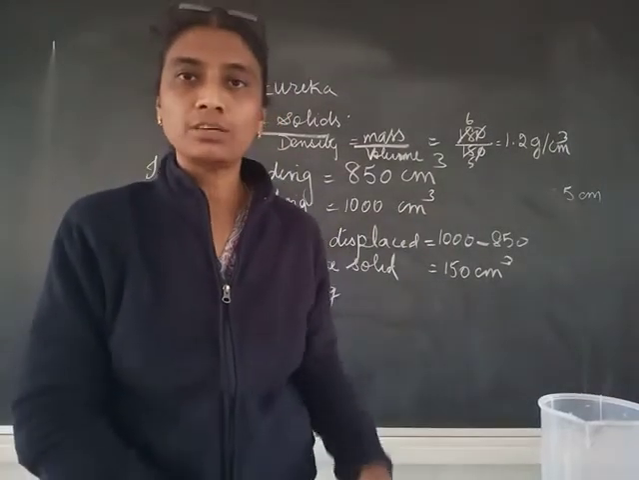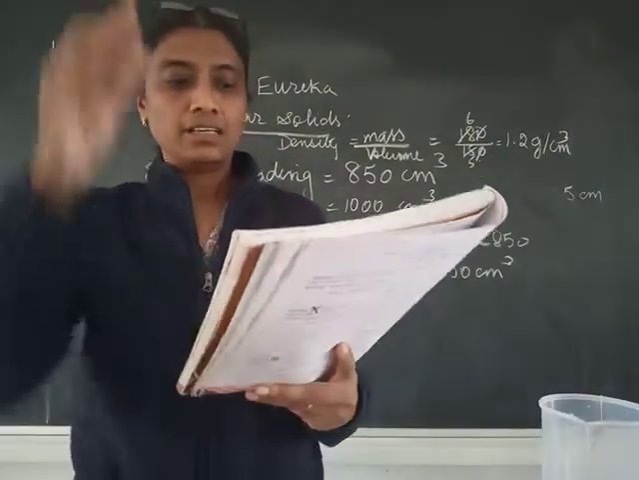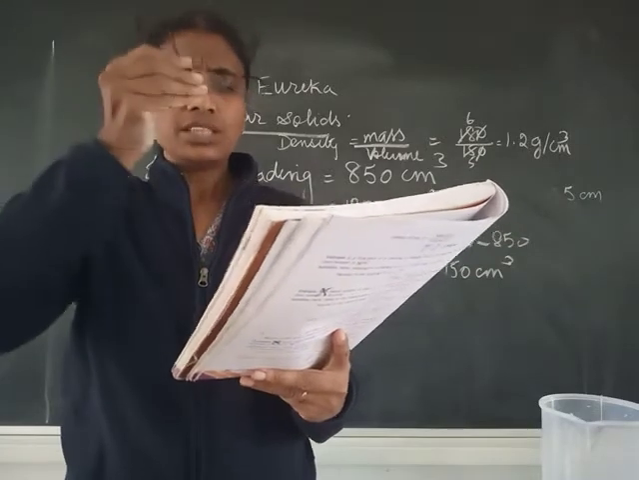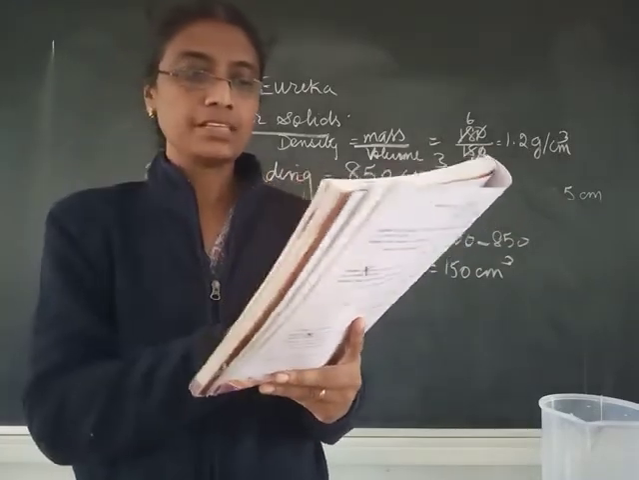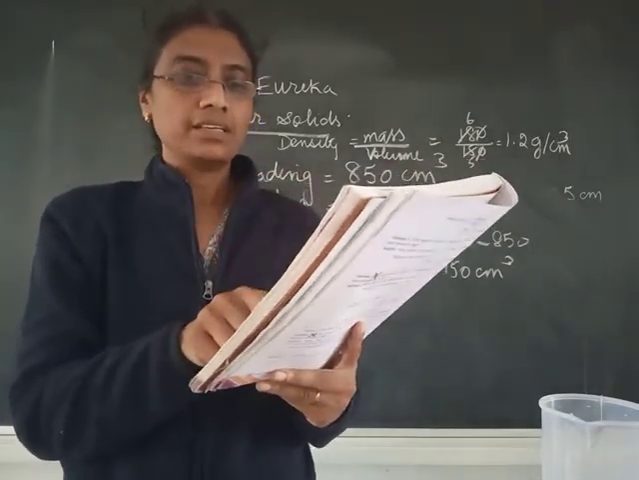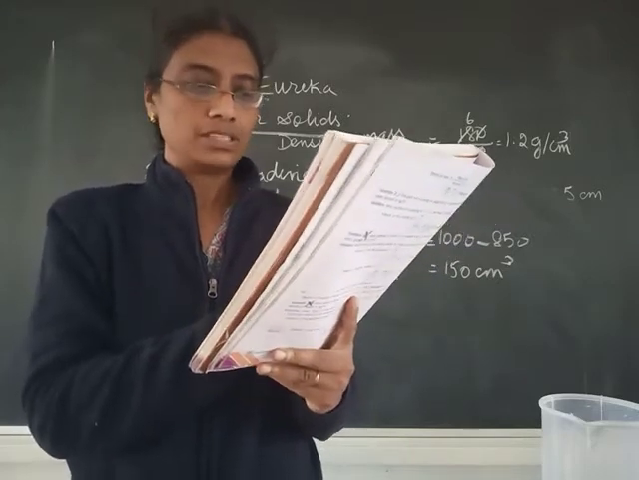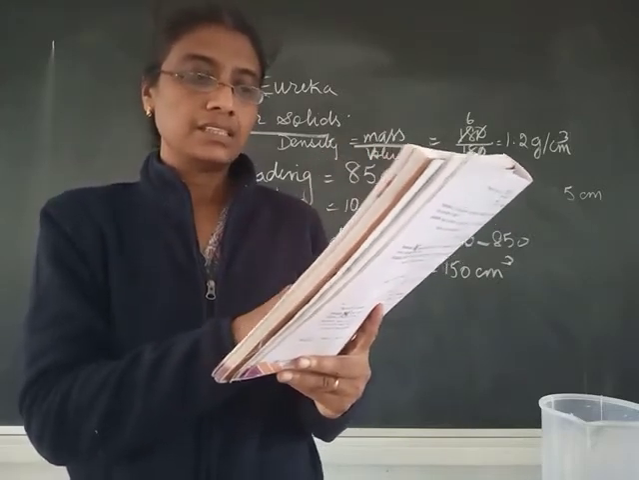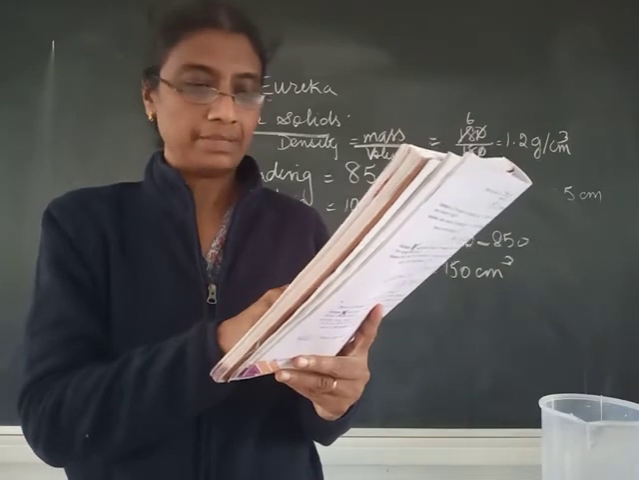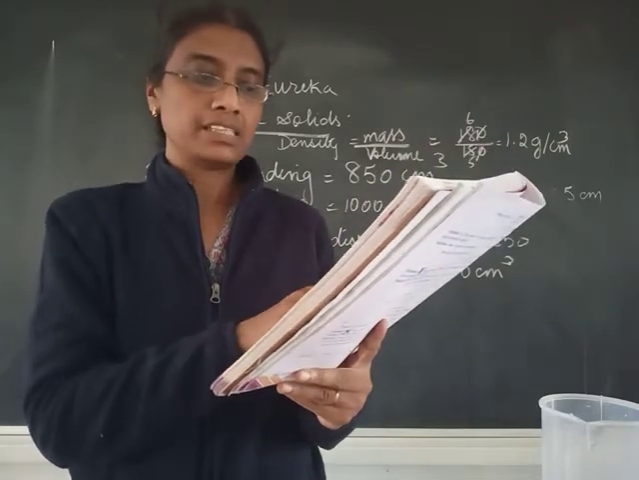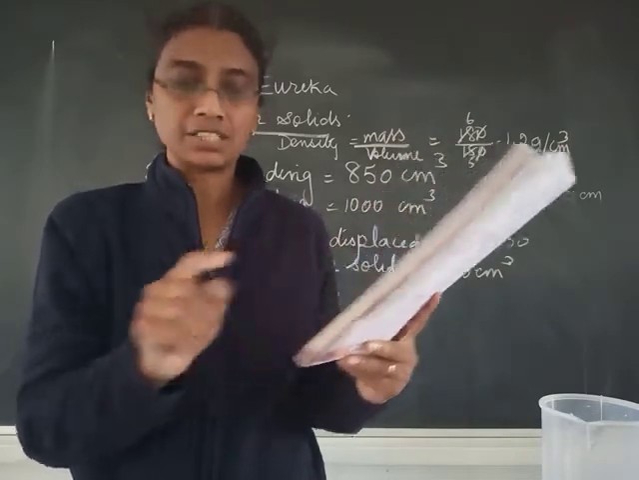Okay, it's given in your book, so that's why I explained. Okay, look at your book now. Let there be a solid of irregular shape which is insoluble in water and denser than water. Determine its mass by using a beam balance. Determine the volume by the displacement method using either a measuring cylinder.